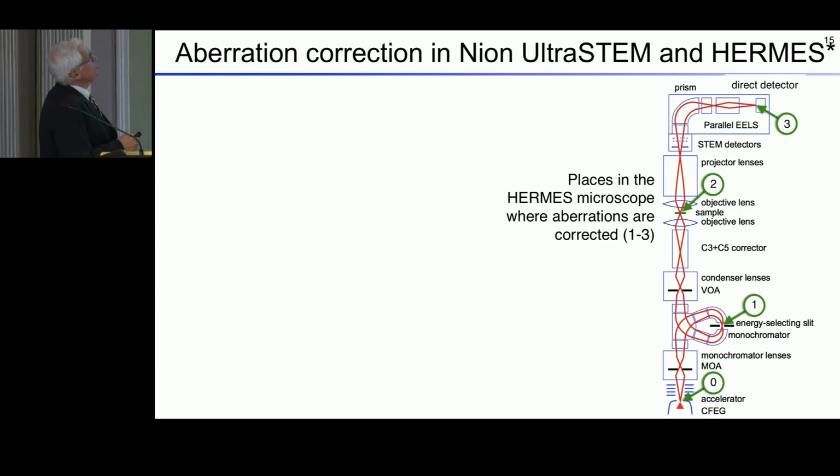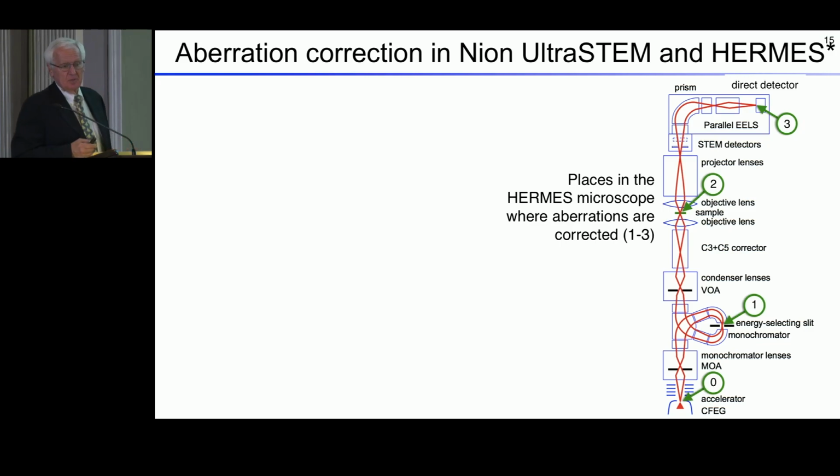How do we improve the performance relative to what existed before? We have to worry about spatial resolution by forming a very small probe at the sample. And we have to worry about energy resolution, and that's done by forming a very small probe inside the monochromator and in the EELS spectrometer. So it's kind of a related problem.